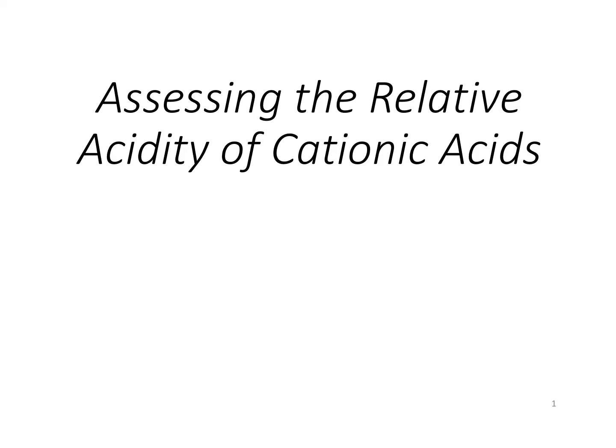In much of this chapter, we've been talking about neutral acids, but we do want to take a minute to talk about cationic acids. So what we mean by cationic acids is acids with a positive charge. I'm thinking here about things like the ammonium ion. So how do we compare the acidity of compounds that have positive charges?